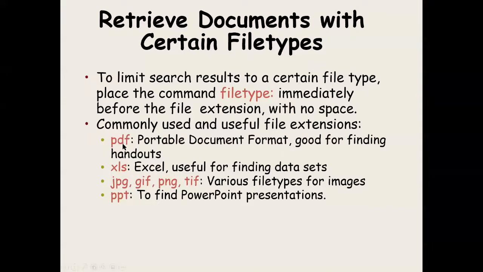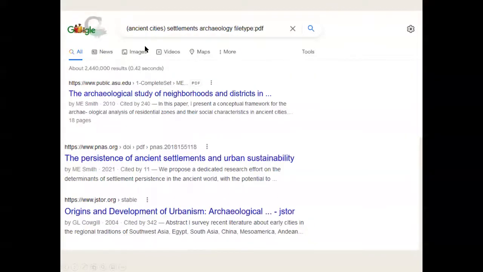And the files, there's a whole range of files, but the ones that are commonly used for me and otherwise are like a PDF, a spreadsheet, an image, or a PowerPoint presentation. So you can look for those things in particular. And here's an example, the same one: ancient cities, settlements, archaeology, file type PDF. All these papers are PDFs. In fact, this is one of the ones by Smith again, that's of interest to Kathy and me.